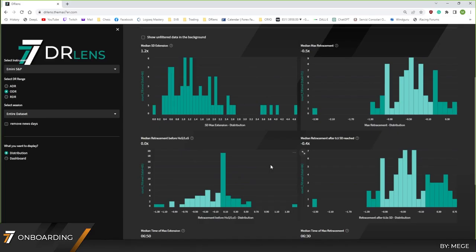LP, you don't know if the max extension already happened. You can only know that at the end of the session, but we're playing probabilities.